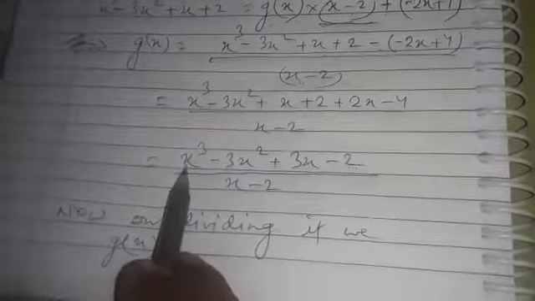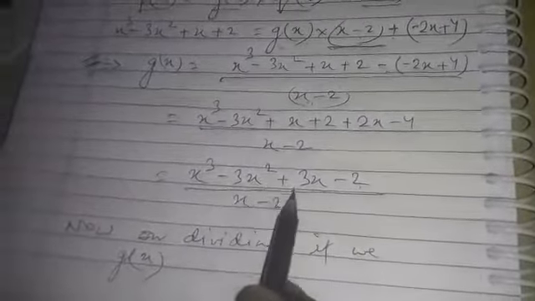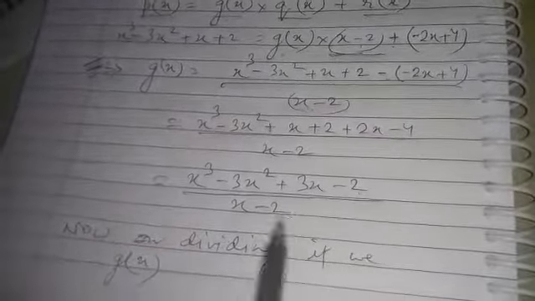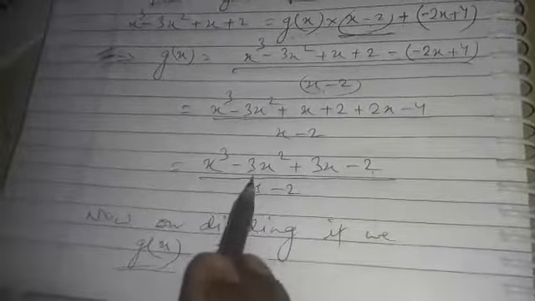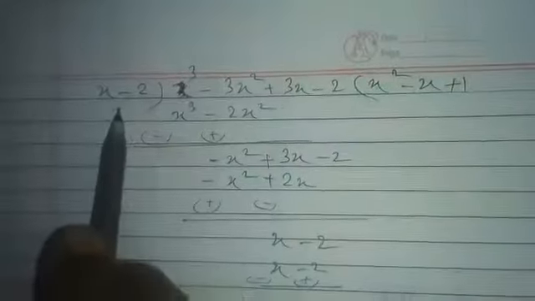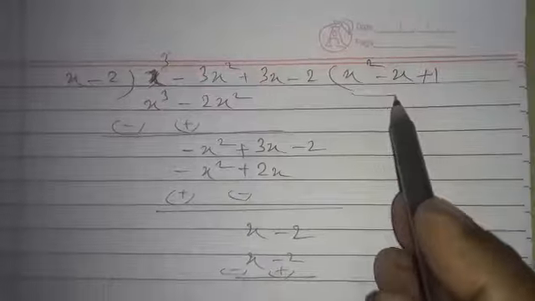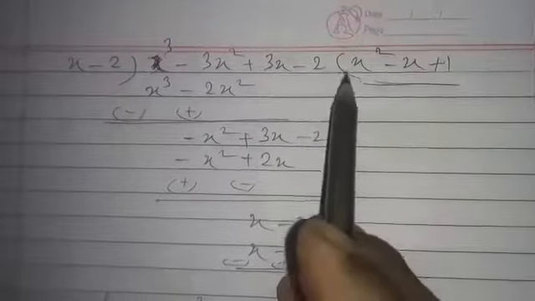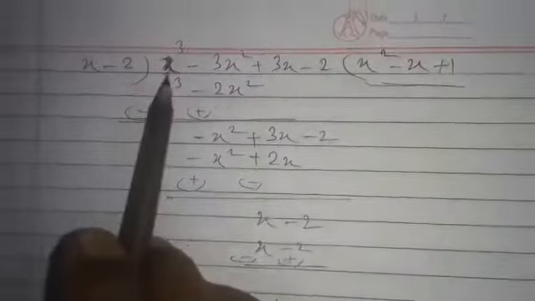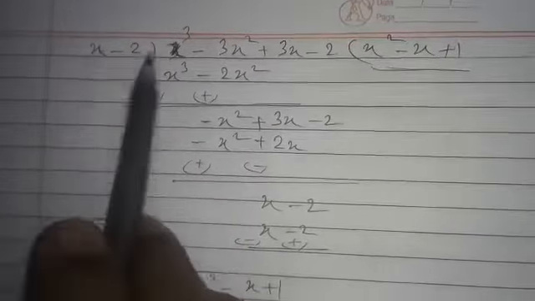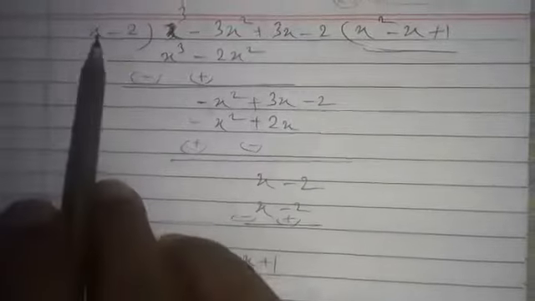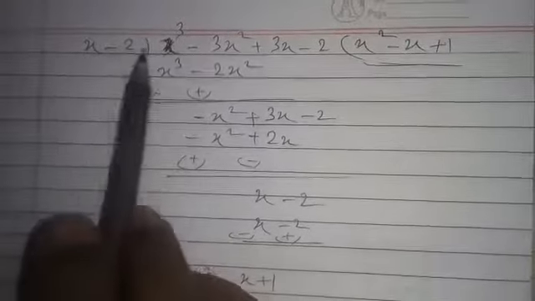To find g(x), the quotient of x cube minus 3x square plus 3x minus 2 and x minus 2 will give the value of g(x). Now we have to divide these two terms. By dividing these two terms, using the same process of division of polynomials, we will get quotient x square minus x plus 1. The first term of the quotient has been obtained by the quotient of x cube and x, which is the first term of the dividend and the first term of the divisor here.